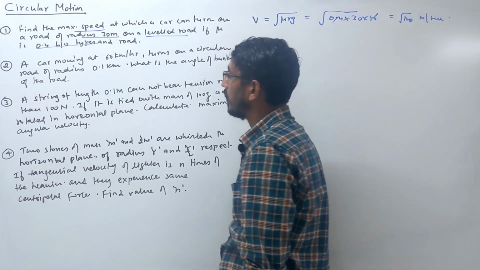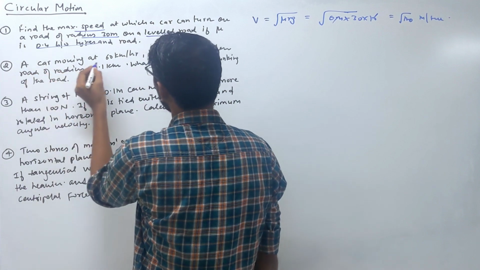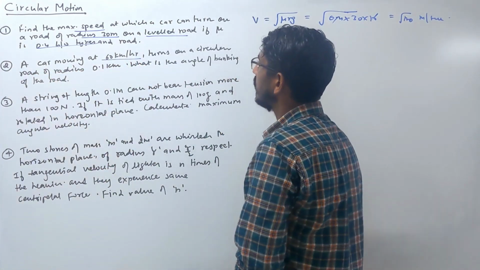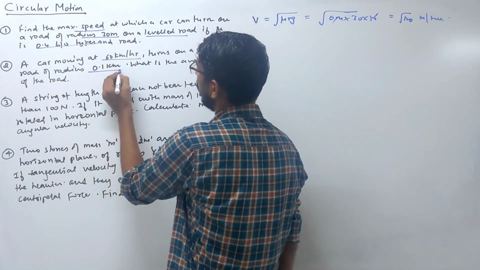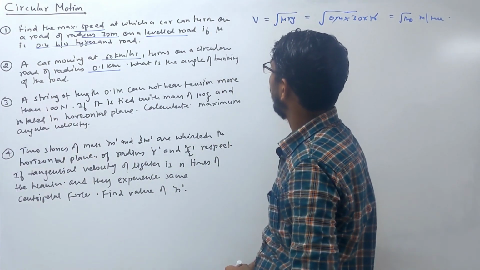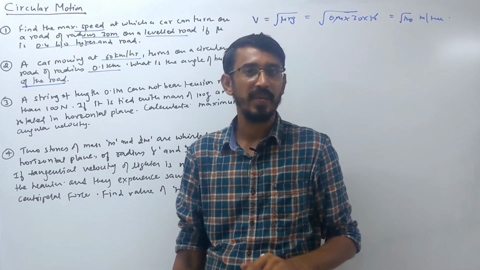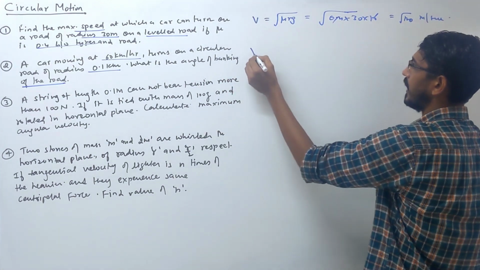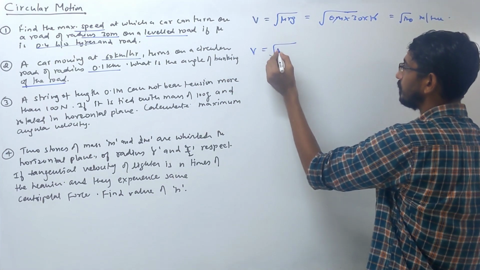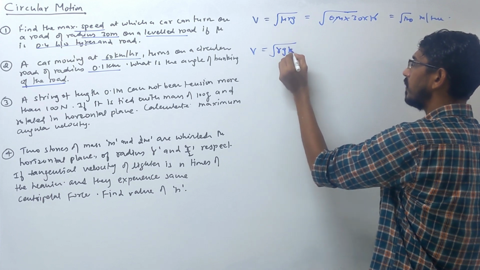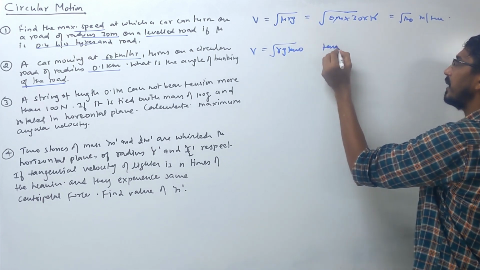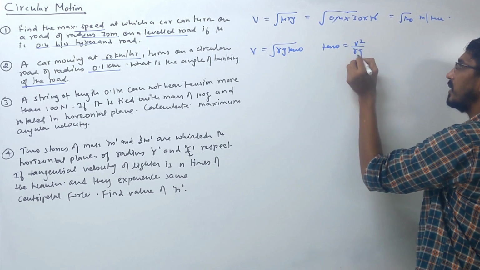Okay, look at problem number 2. A car is moving at a speed of 60 km per hour on a circular road of radius 0.1 kilometer. What is the angle of banking? So here friction they did not say, only talking about angle of banking. So you know the formula, the safe velocity in terms of angle of banking is root of rg tan theta. We have to find tan theta, which becomes v square by rg, correct?